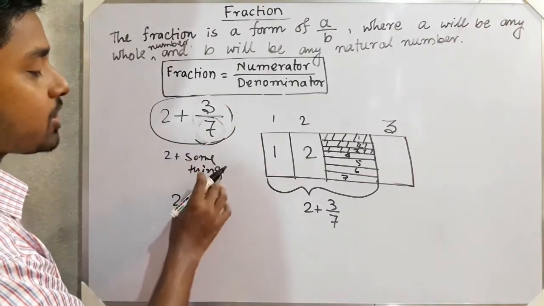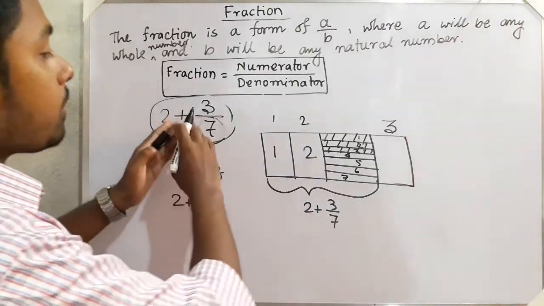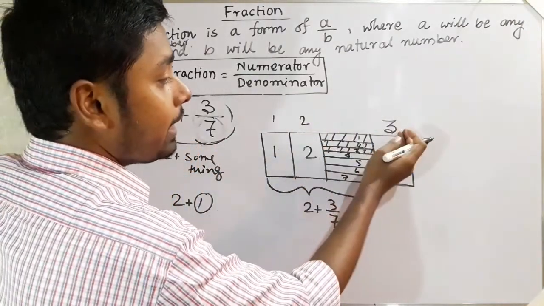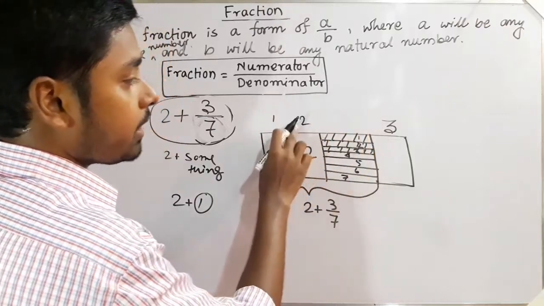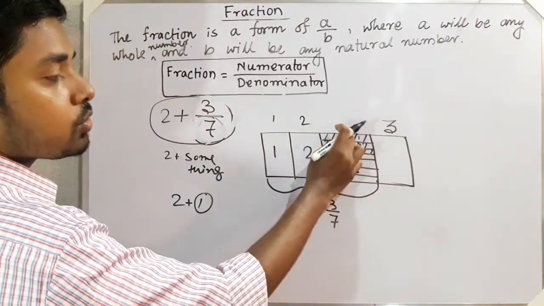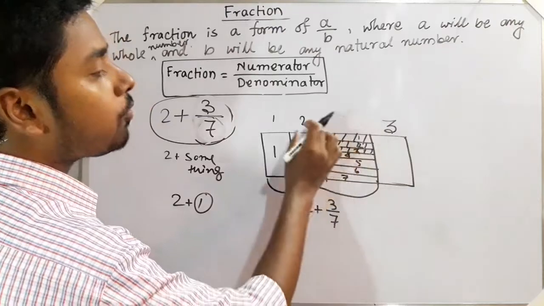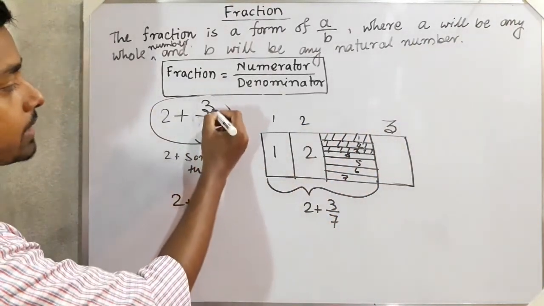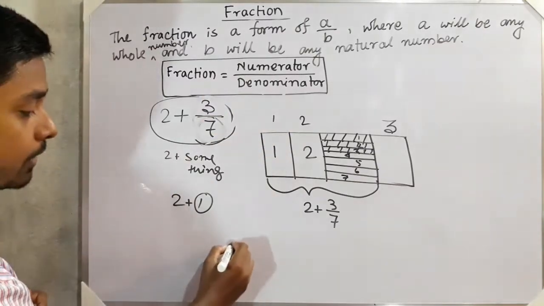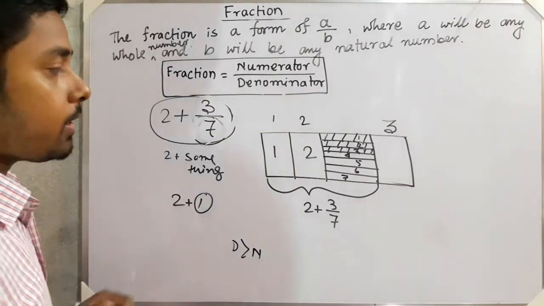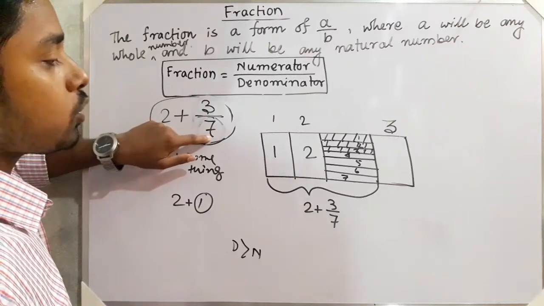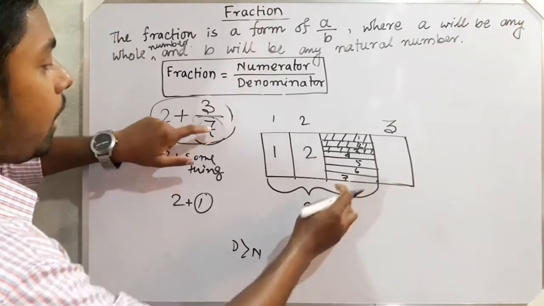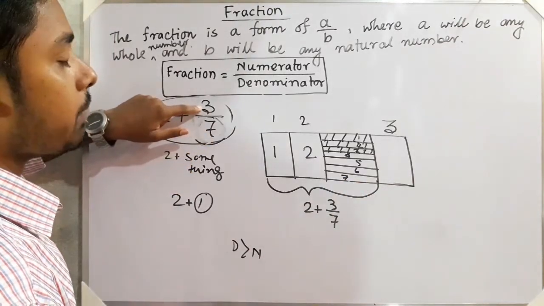So 2 plus any fraction means it will be greater than 2 and less than 3. So I have taken the middle part between 2 and 3. After that, you can see 3 by 7. The same thing as we have done: whenever the denominator is greater than the numerator, the denominator will be the total parts. So this middle part we have divided into 7 parts, and out of 7, we have to represent 3 parts.